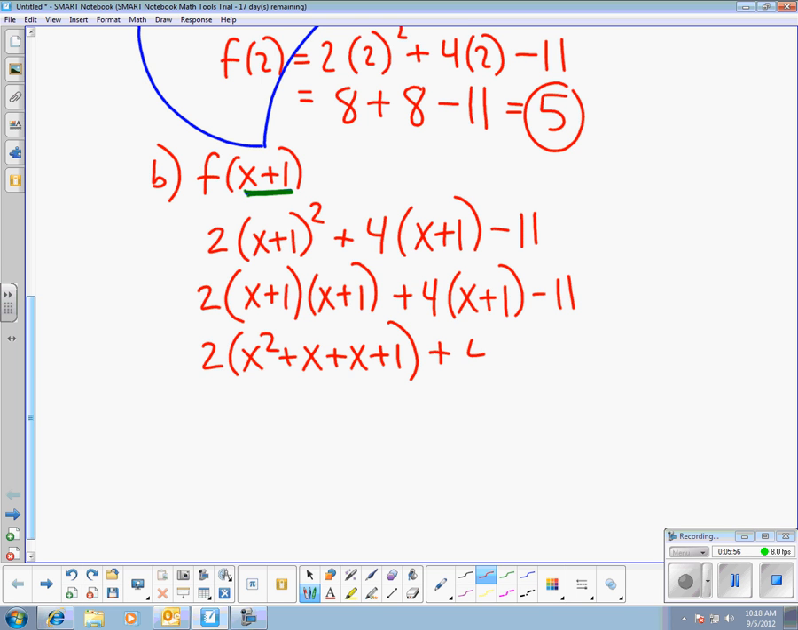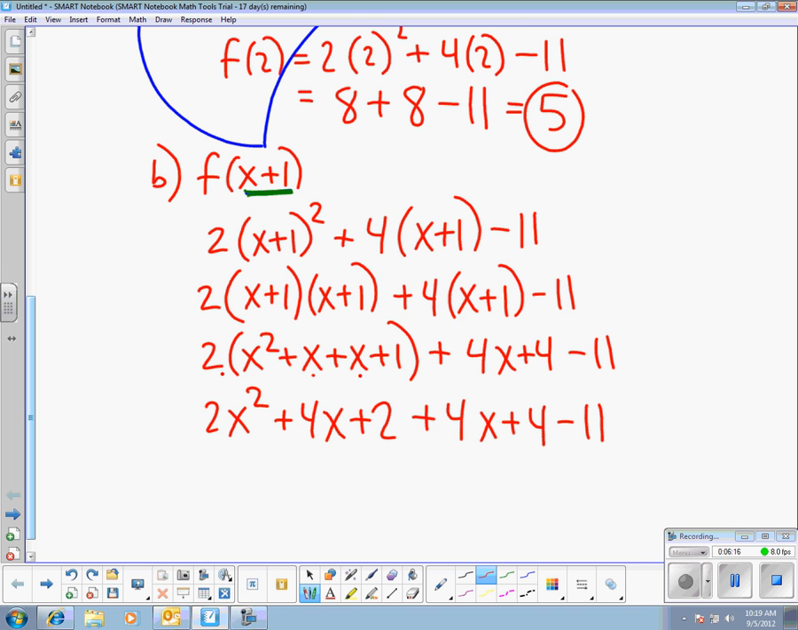And this 4 is going to get distributed in the minus 11. I'm going to distribute my 2, and I get 2x squared. I already had 2 x's in there. If I put these two terms together, then the 2 from the outside gives me 4x plus 2 plus 4x plus 4 minus 11. And then group all your like terms.